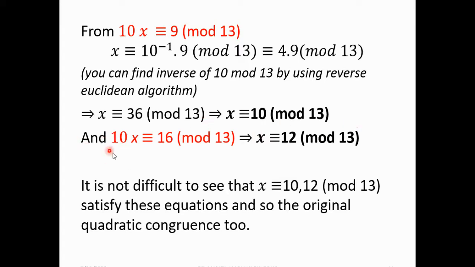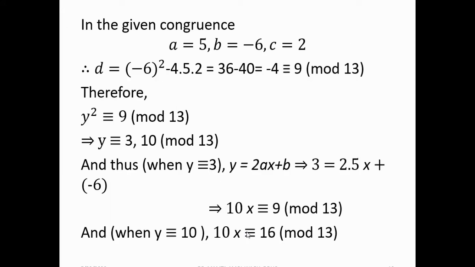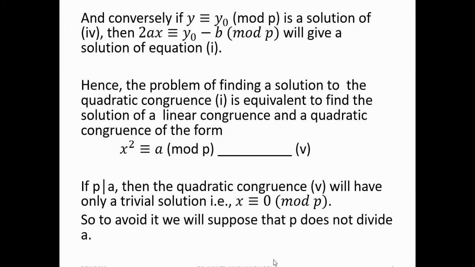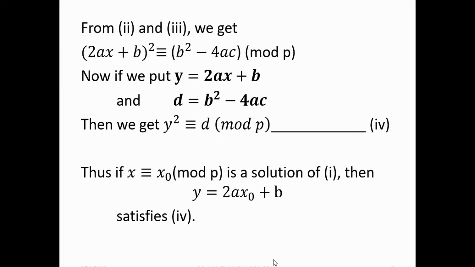And if we take the second congruence, which is 10x congruent to 16 modulo 13, then we get x congruent to 12 modulo 13. Now it is not difficult to see that x equal to 10 and 12 modulo 13 satisfy these equations, and so the original quadratic congruence too. So this is the way we solve a quadratic congruence, and this is explained in this theorem.